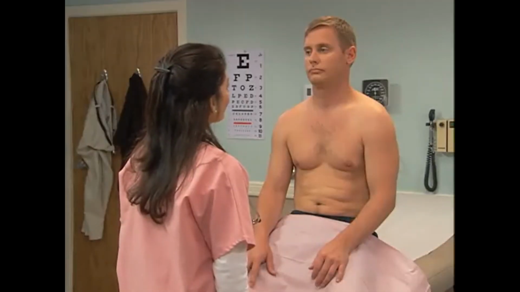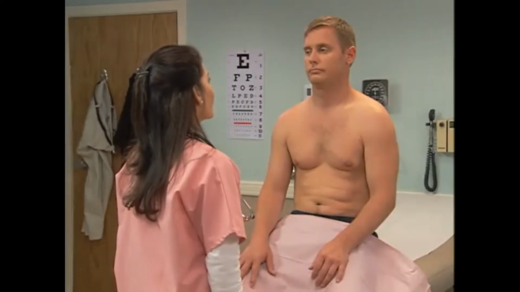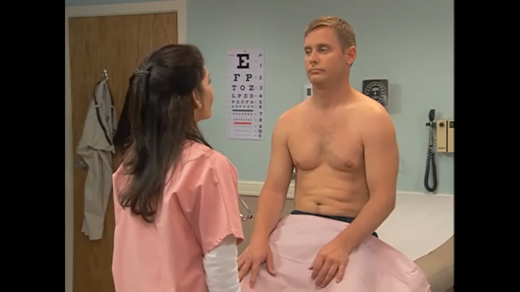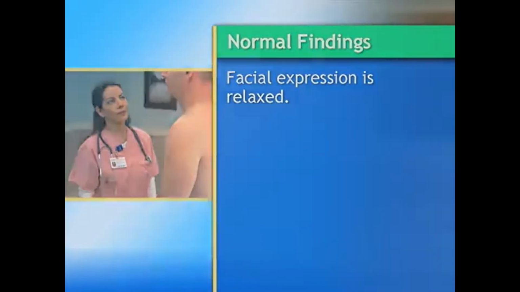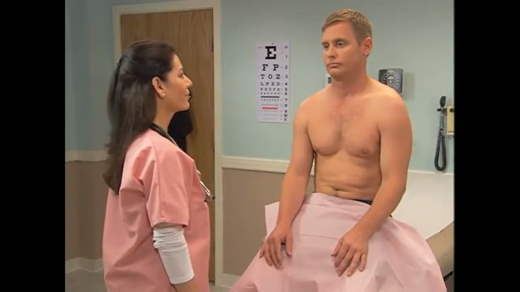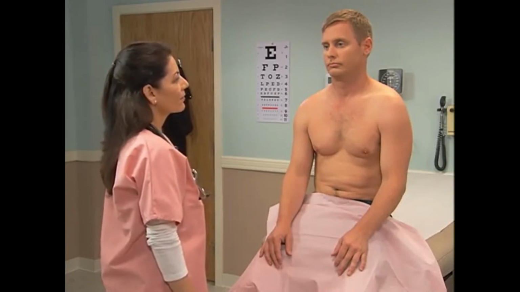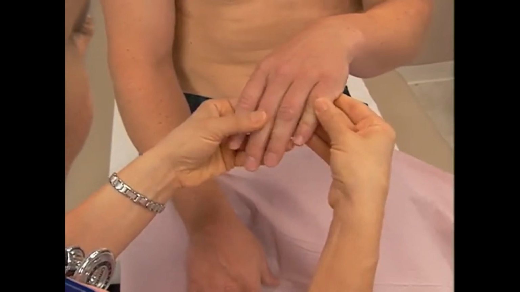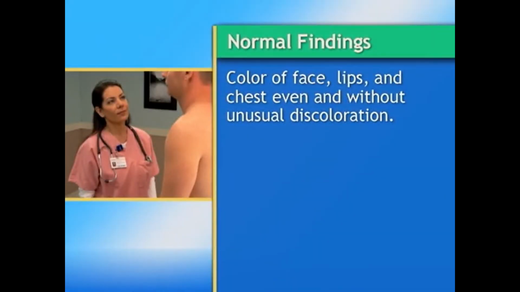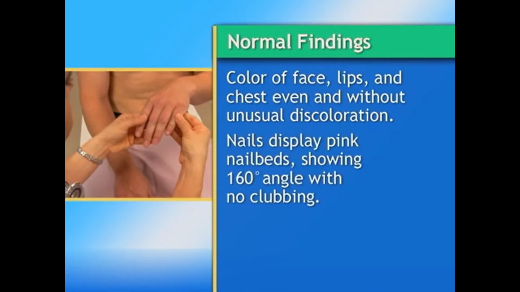Inspect the client's face for nasal flaring, which may indicate respiratory distress, and for pursed lip breathing, often seen with asthma, emphysema, or congestive heart failure. Facial expression is relaxed. Next, inspect the color of the face and lips, and the chest, observing for cyanosis and pallor. Then inspect the color and shape of the nails. Color of face, lips, and chest even, and without unusual discoloration. Nails display pink nail beds, showing 160-degree angle with no clubbing.